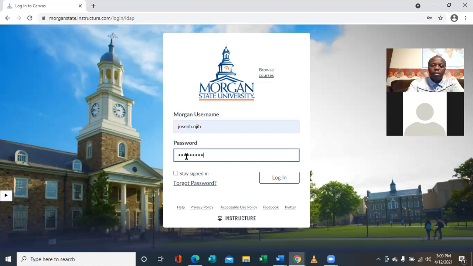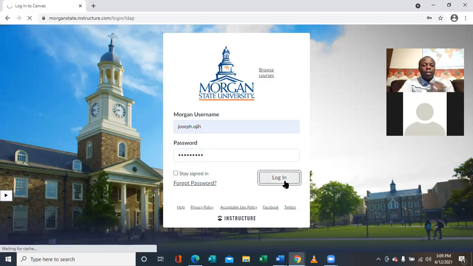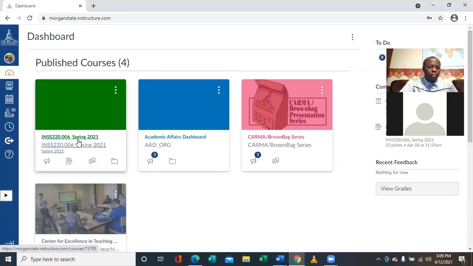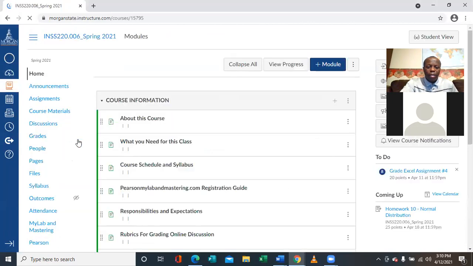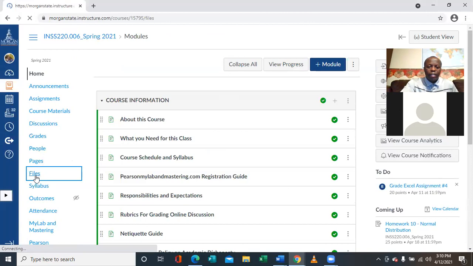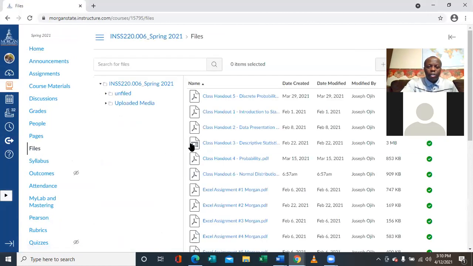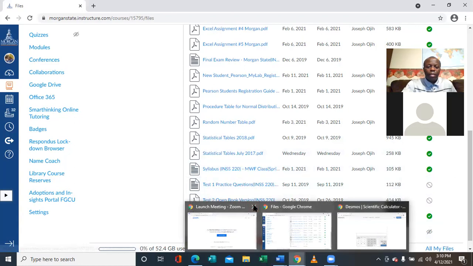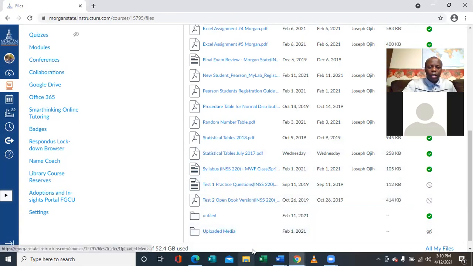This is your class right here, and if you go to the files section of your class, you will see the handout we're working on today, class handout 6. Now, this is the table I'm talking about: statistical tables. This is the type of table I want to use. You can download it here. I have it downloaded too, because we'll be using it for this class. This is how it looks.